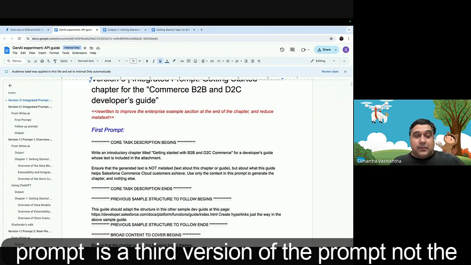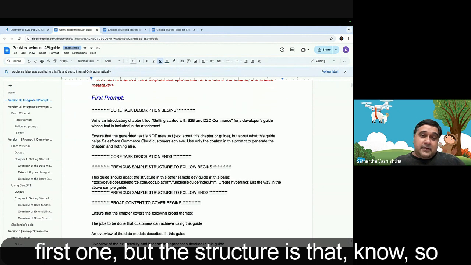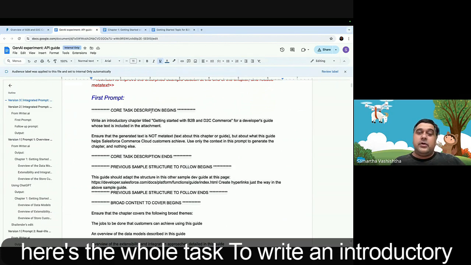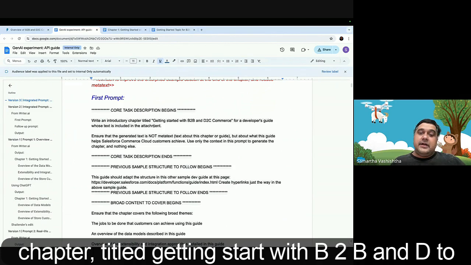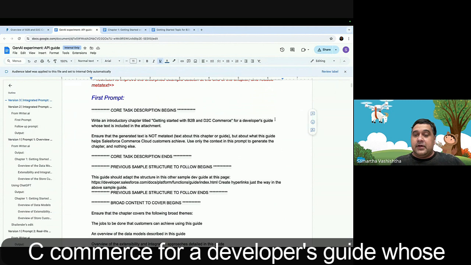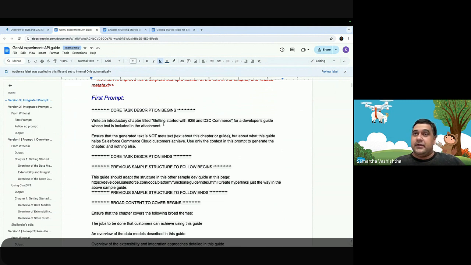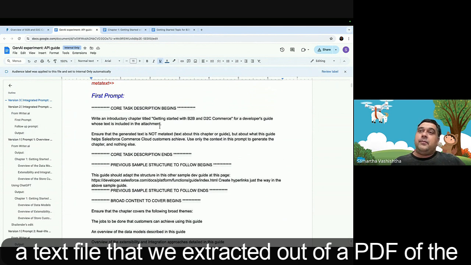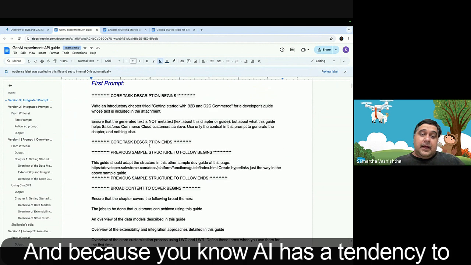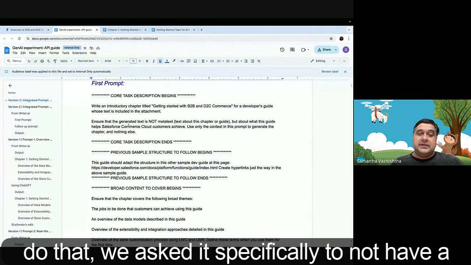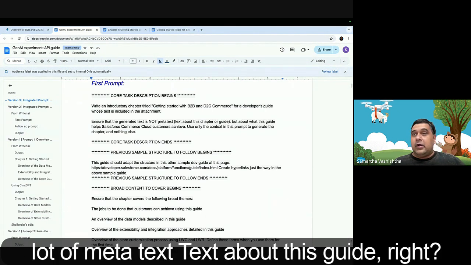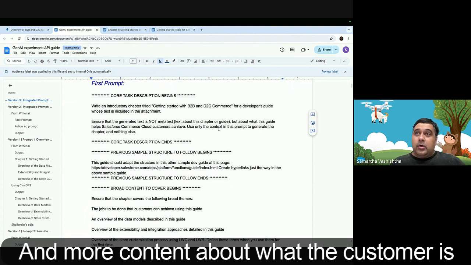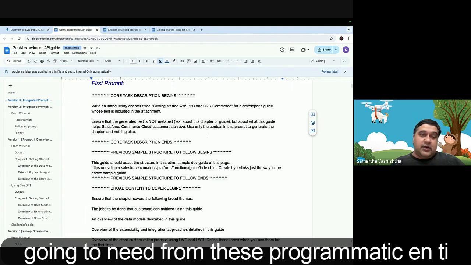This is the third version of the prompt, not really the first one, but structured that, so here's the core task. Write an introductory chapter titled Getting Started with B2B and D2C Commerce for a developer's guide, whose text is included in the attachment. This was a text file that we extracted out of a PDF of the guide. And because AI has a tendency to do that, we asked it specifically to not have a lot of meta text, text about this guide, right? And more content about what customers would need from these programmatic entities.